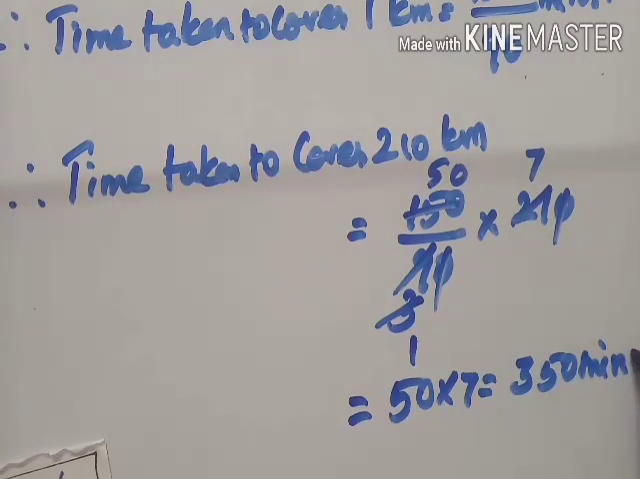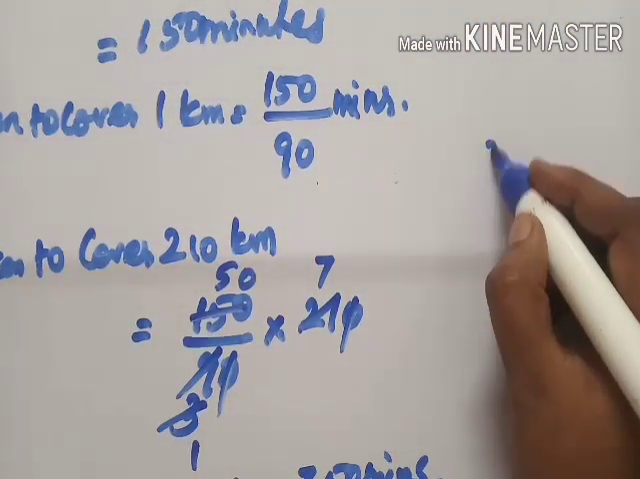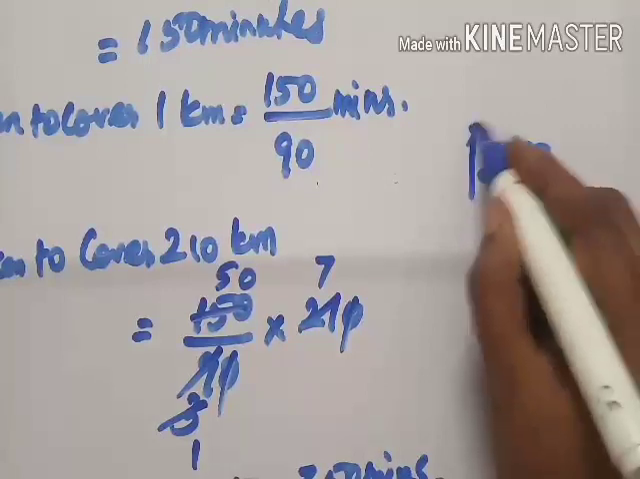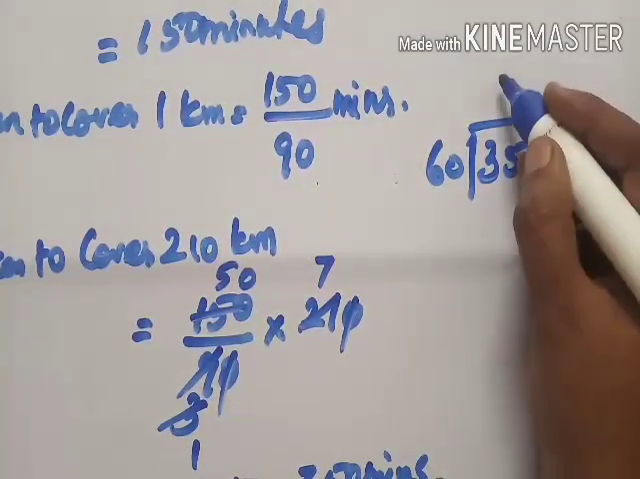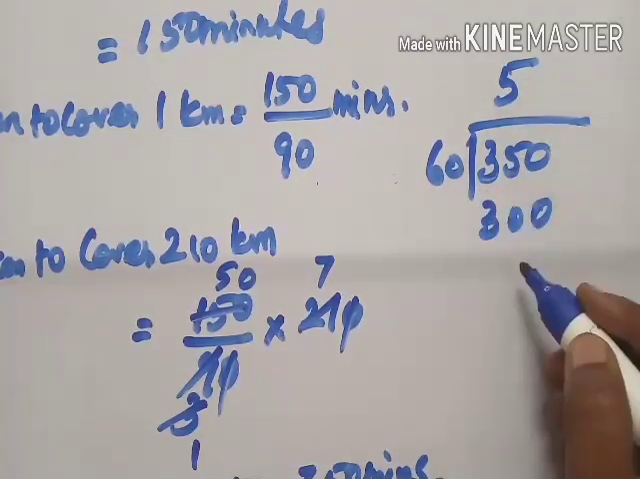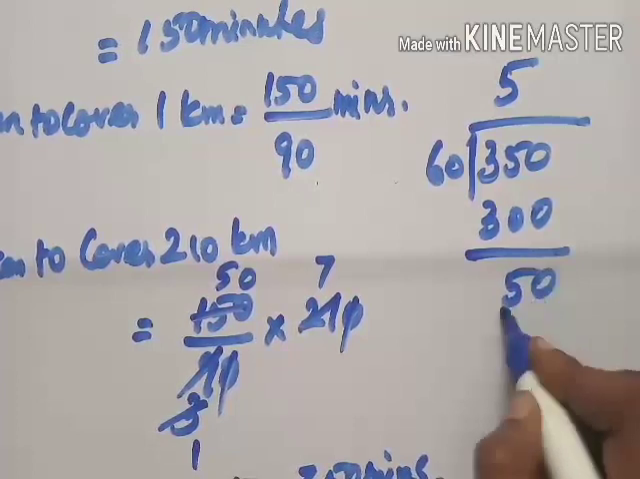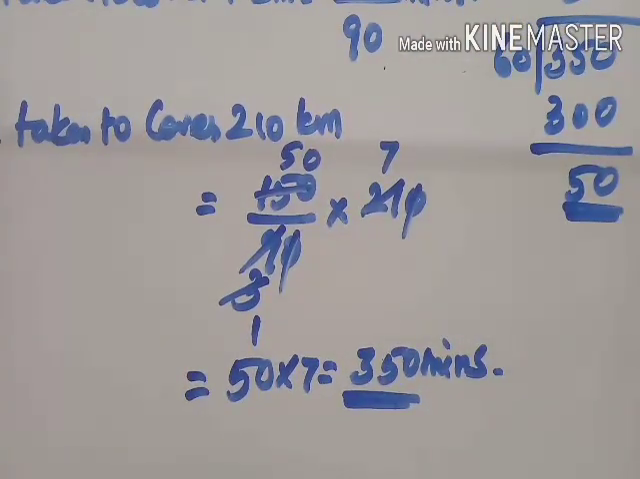So again we have to convert this minutes as hours. How to convert this minutes as hours? Just we have to divide that minutes by 60. So how many 60s are there in 350? 5 60s are 300. So balance 50. So now take and write the answer. That is equal to 5 hours 50 minutes.